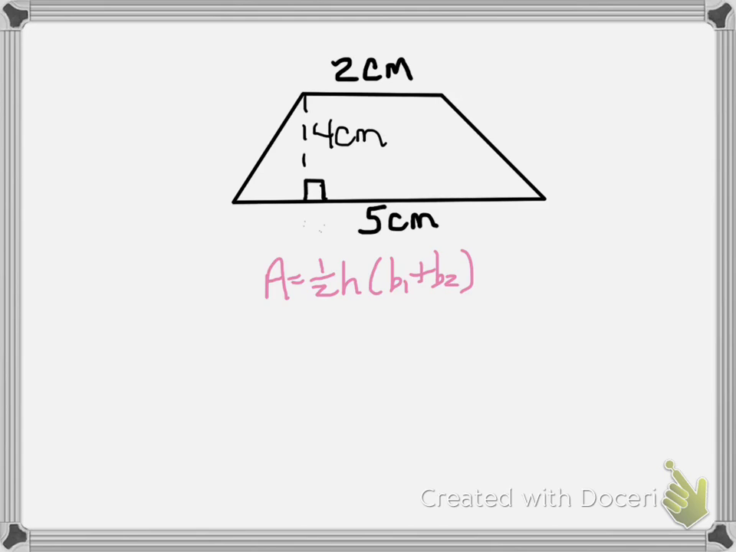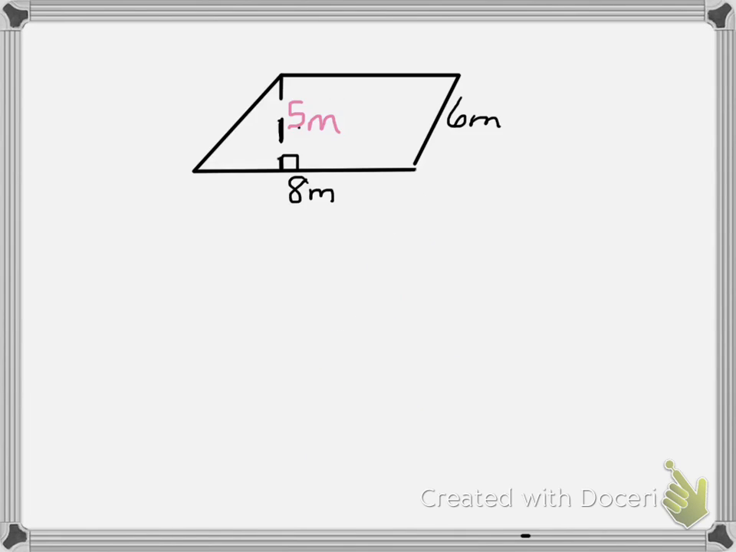And now we're going to plug in 1/2. The height is perpendicular top to bottom, coming at a 90-degree angle, so I know that's 4. Base 1, base 2, doesn't matter which one you put where. So I'm going to take half of 4, which is going to give me 2. 2 plus 5 is 7. It's going to leave me the area is 14. Don't forget centimeters squared. Area is units squared.